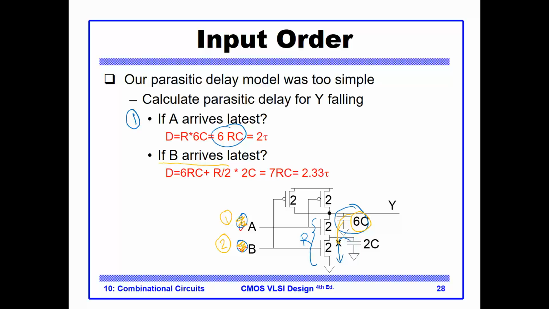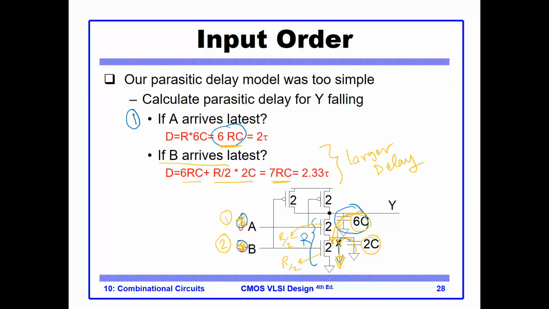Then when B arrives, the 2C will be discharged first, and then the 6C will be discharged later on. The summation of these two RCs is 6RC times R over 2 times 2C. Now, the resistance here is R over 2, and the resistance here is R over 2. So you can see that this capacitance will see R over 2. Summation is 7RC versus 6RC. So which has greater delay? This has larger delay.